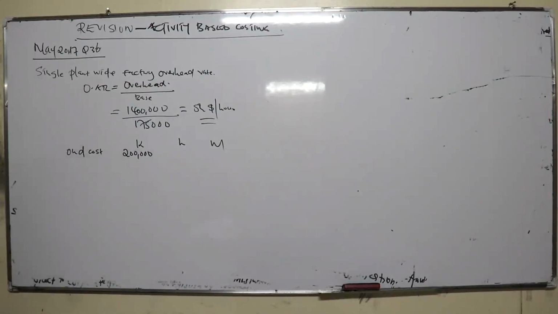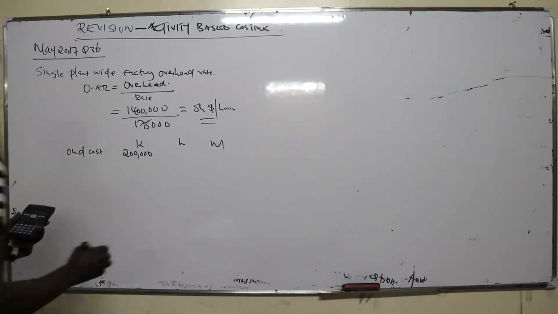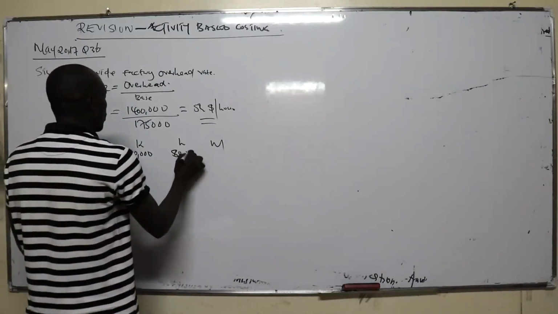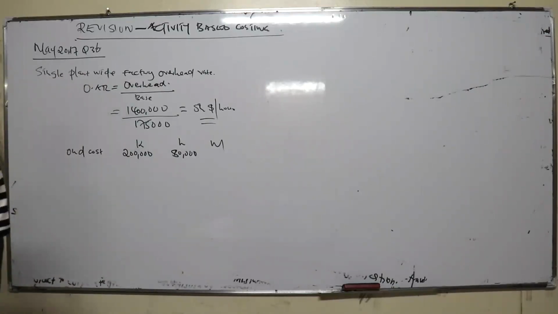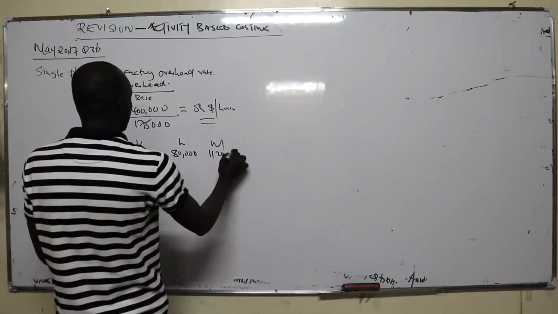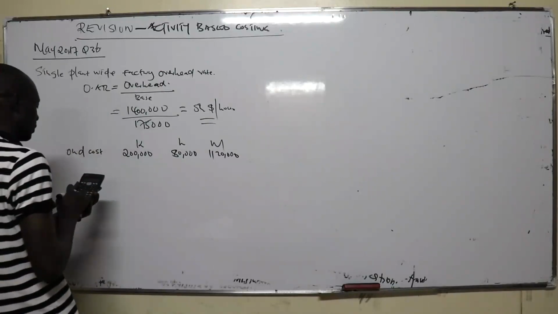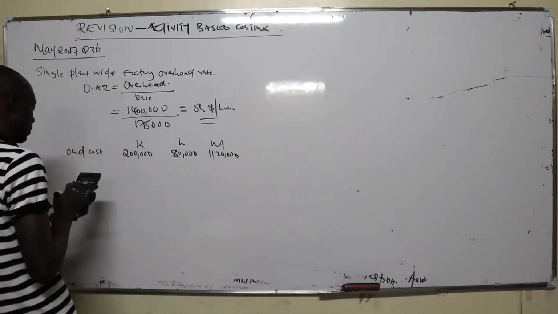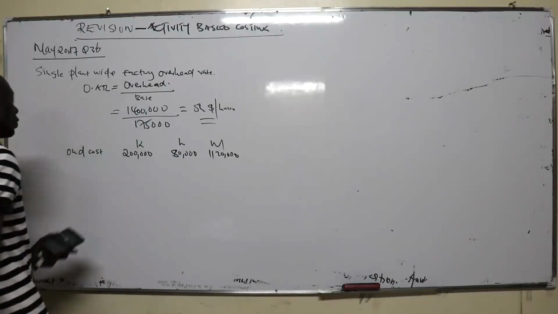And then the other one, it is 8 multiplied by 10,000. So this one is 80,000. And the other one is 140,000 times 8, so this is 1,120,000. So that will be the overhead cost.